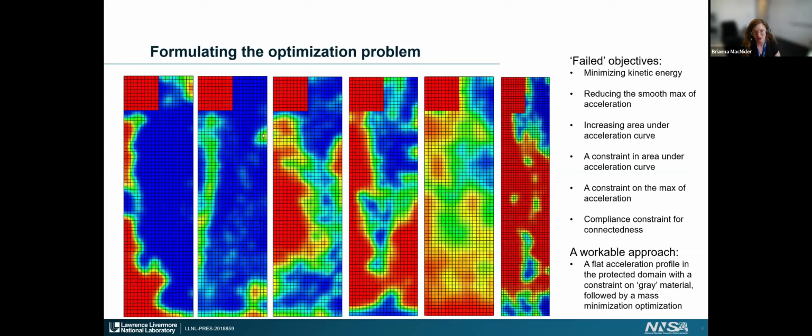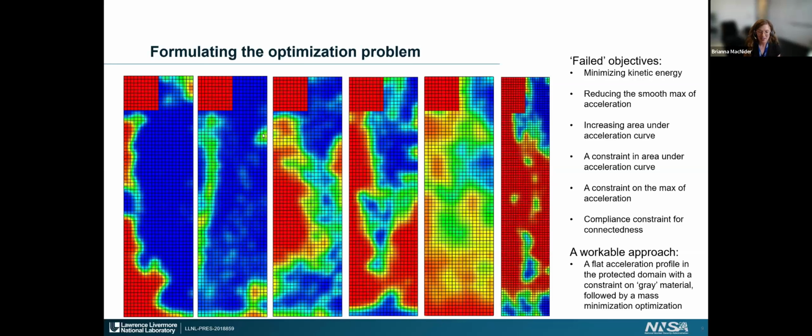And now we're going to talk about what it takes to actually formulate an optimization problem in this context. Anyone who's done any appreciable amount of density-based topology optimization has probably gotten results like the ones that I'm showing here, which are bad results. It seems like it should be a pretty straightforward approach. We have this box at the top, we want to protect it. We can define a mathematical objective that does something to that effect, and it should be easy.